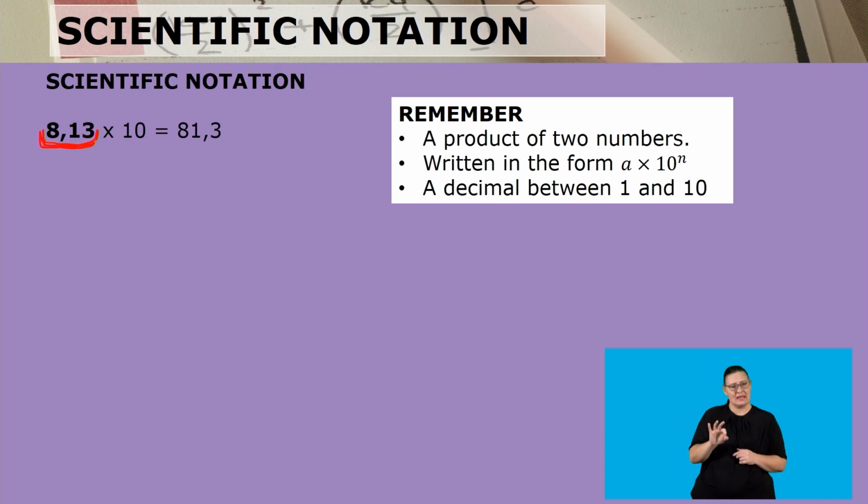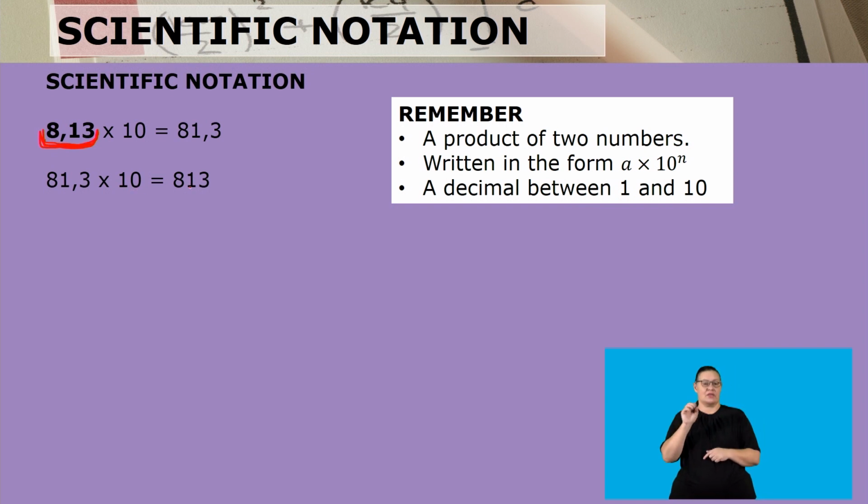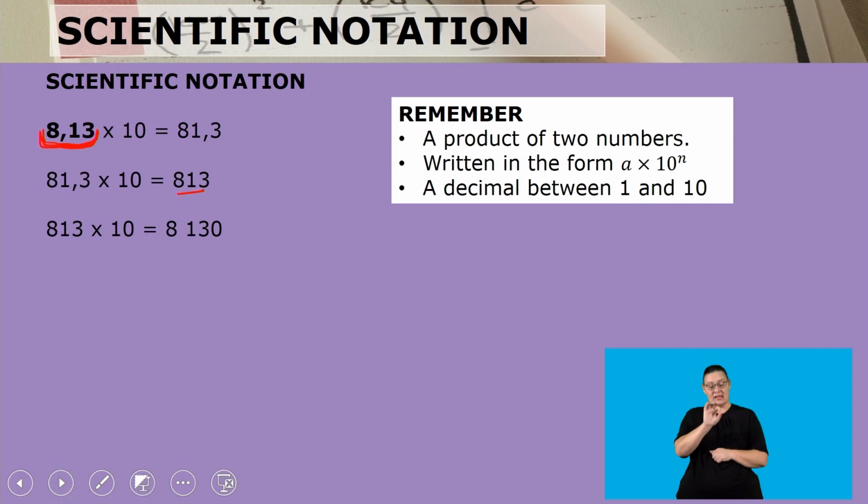But how do we find out how many tens, since it needs to be multiplied by a power of 10? We need to find out how many tens are multiplied to this 8,13 so that it gives us 8,130,000. So when we multiply it by the first 10, we get 81,3. We multiply that 81,3 by 10 again, and then we are given an answer of 813. Now we're going to take that 813 and multiply it by 10, and that is going to give us an answer of 8,130.